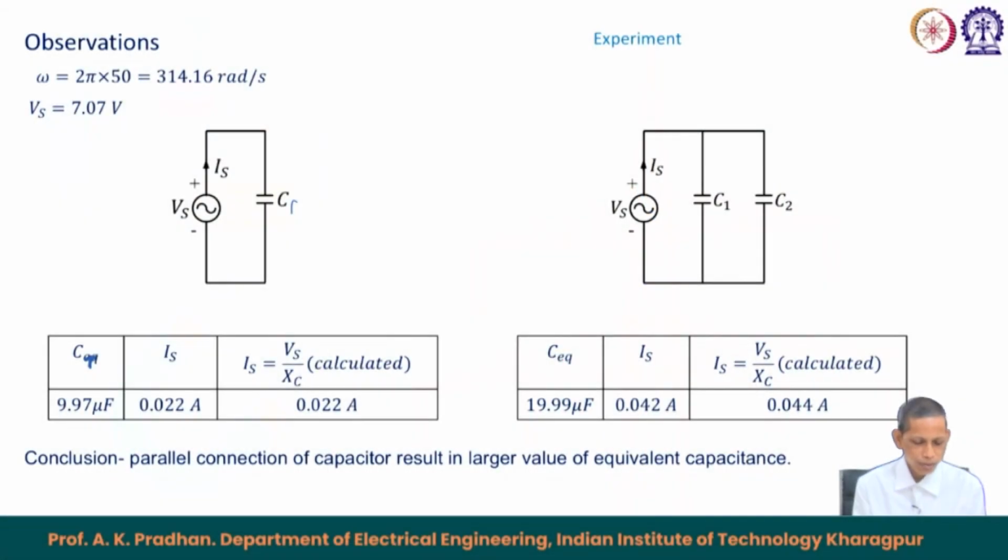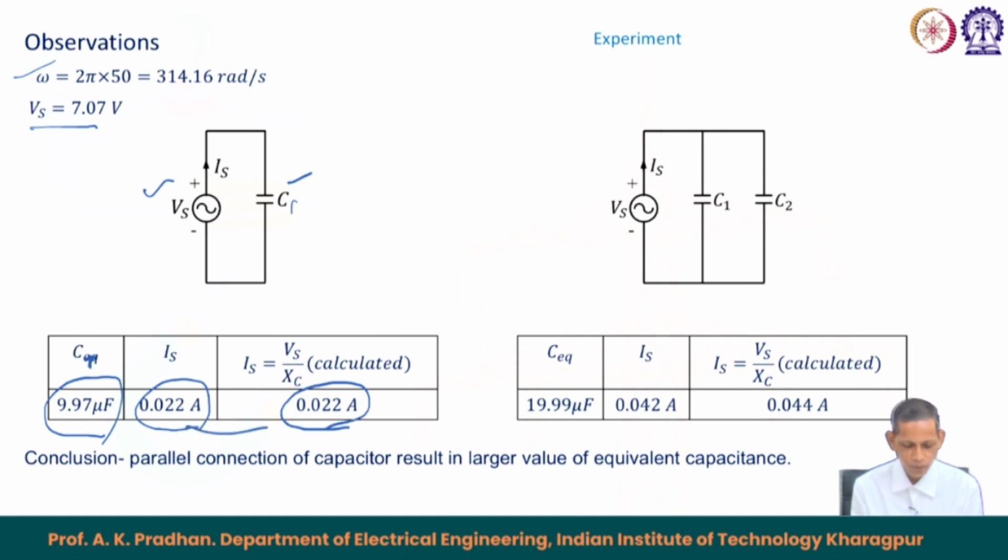Now, from the observations we took in the lab, omega here is 314.16 radian per second for the 50 hertz supply, and Vs is 7.07 volt, which is maintained. Once we supply only one capacitor C1, the corresponding current drawn is 0.022 ampere, which we have already seen. C1 is 9.97 microfarad, and the calculated Is, using the corresponding XC and Vs, we got to be 0.022 ampere. So, that is verified.